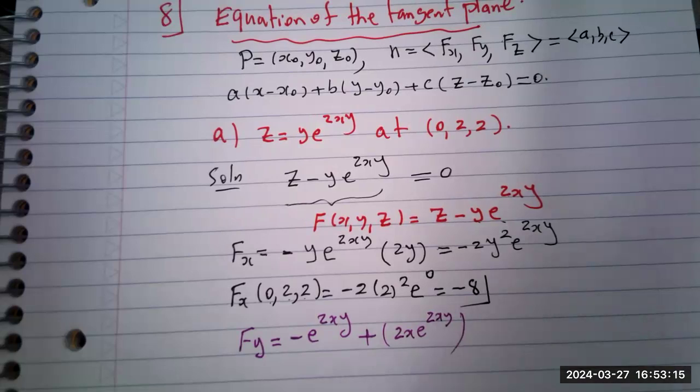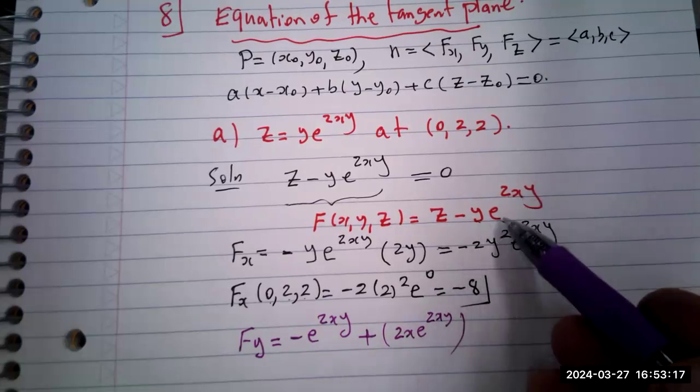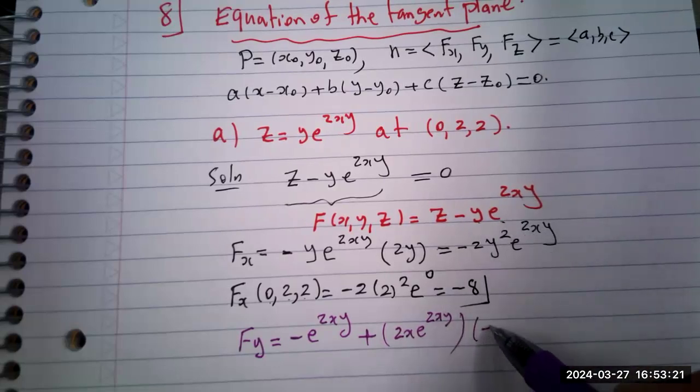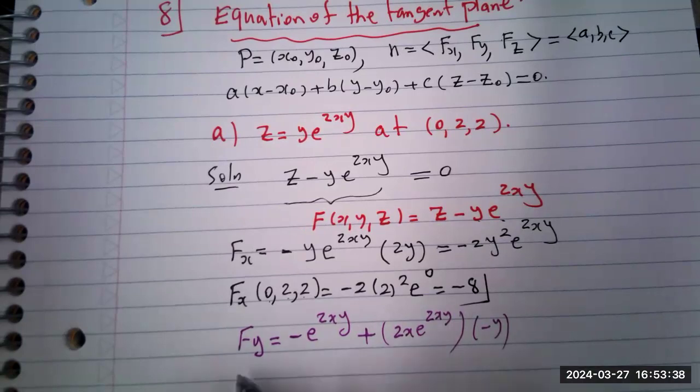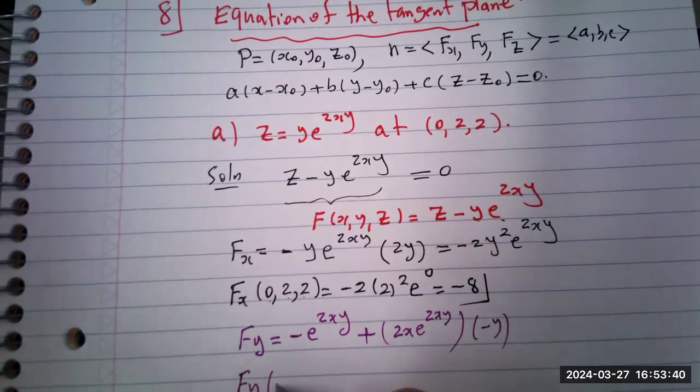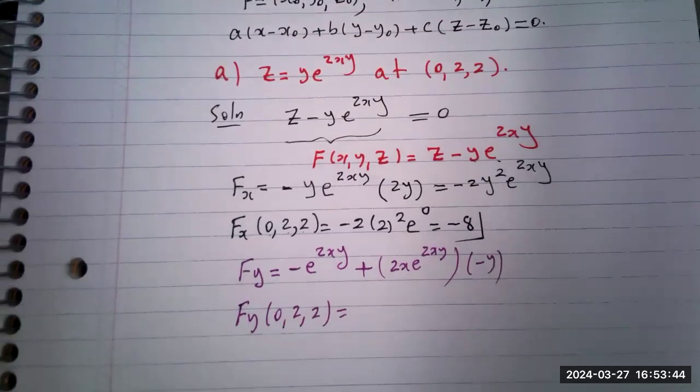This is the derivative of this exponential function with respect to y, but you have to multiply by the first, which is a negative. Since both functions have the y, you have to apply the product rule: first, second, first. And now evaluate it. You can simplify it or just evaluate it right away. So I'm going to evaluate it at x0 = 0, y0 = 2, z0 = 2.